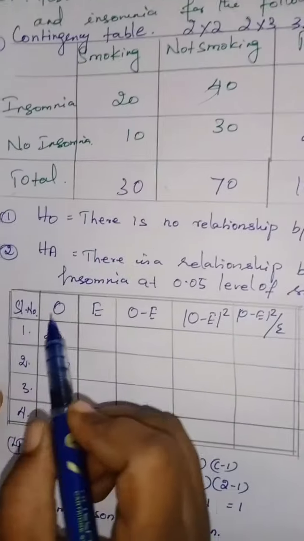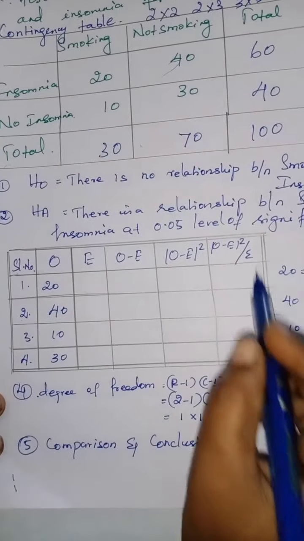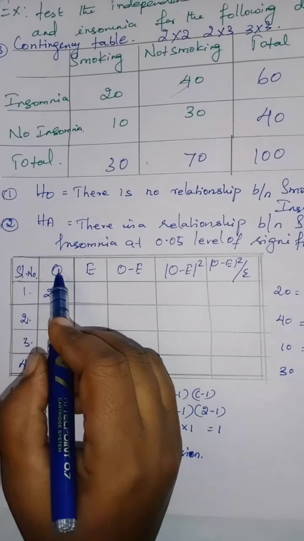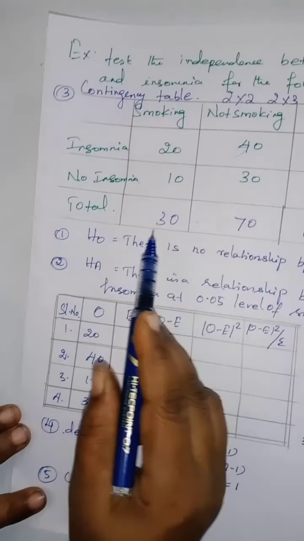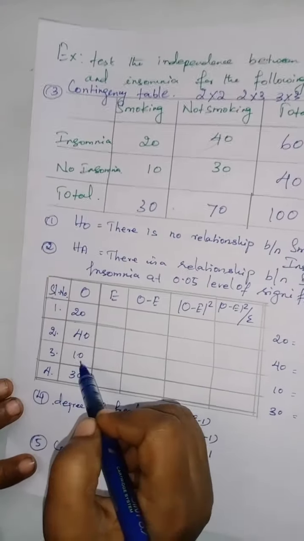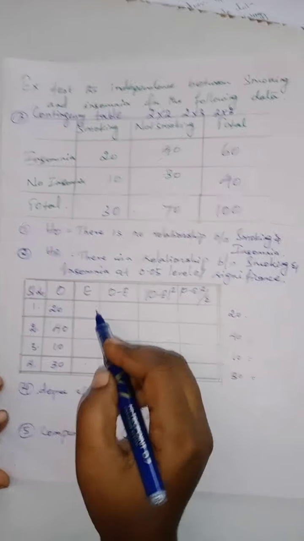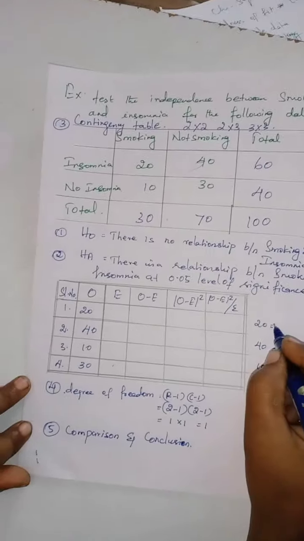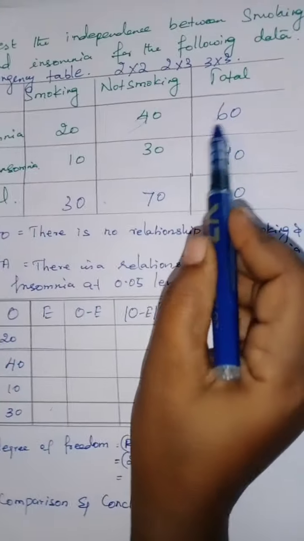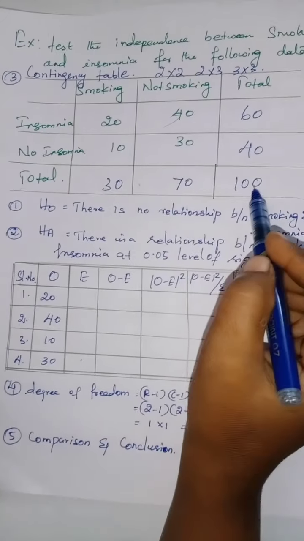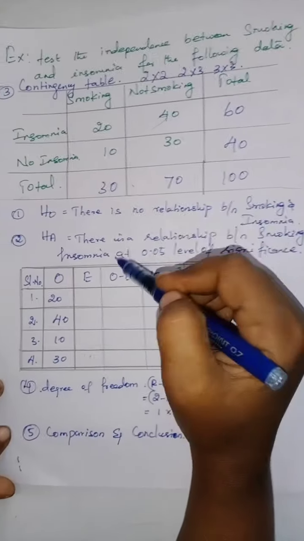Now let us do the calculation. Here also I want to make a table. For all observed values I have just written them as they are, that is 20, 40, 10, 30. Now let us calculate the expected value. For 20, how can we calculate the expected value? It is the row total into the column total divided by the grand total. That is the way we have to calculate the expected value.